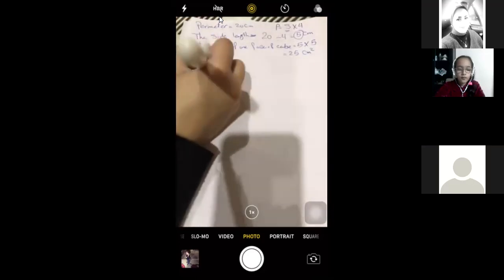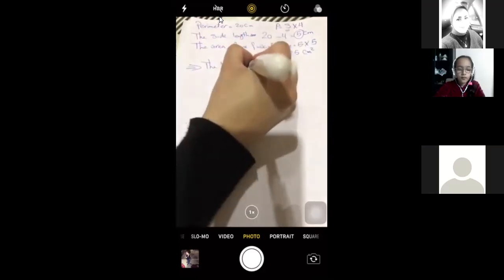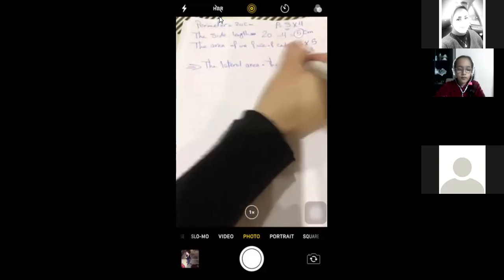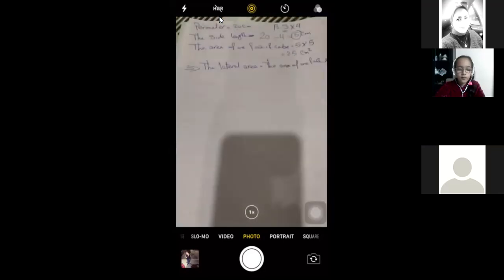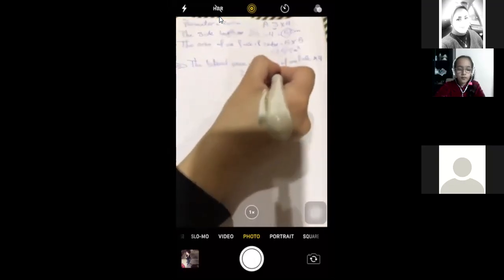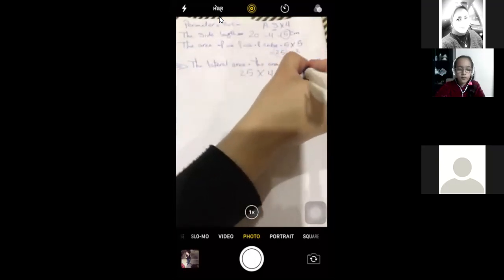We know that the rule of the lateral area equals the area of one face multiply 4, right? The lateral area, the area of one face multiply 4. The area of one face, I get it 25 multiply 4. It equals 100 squared centimeter.